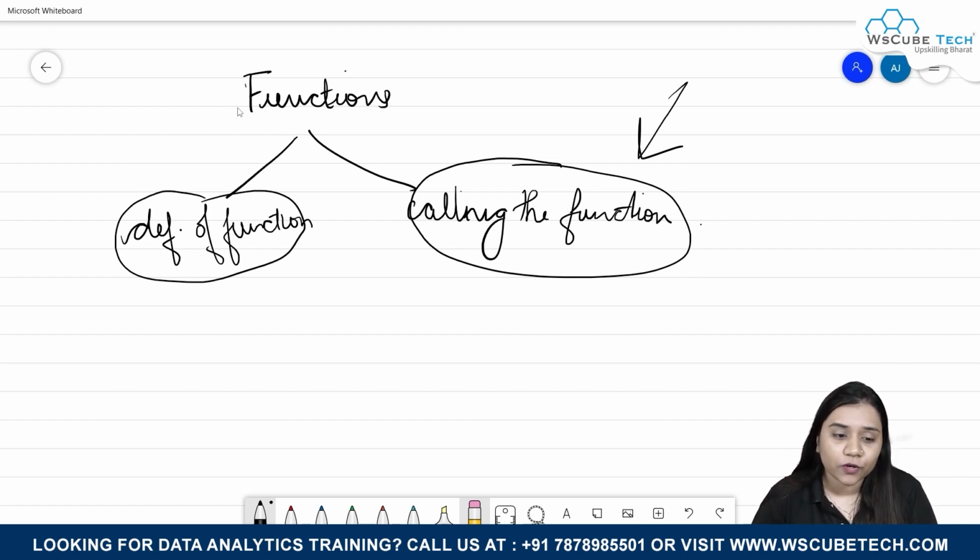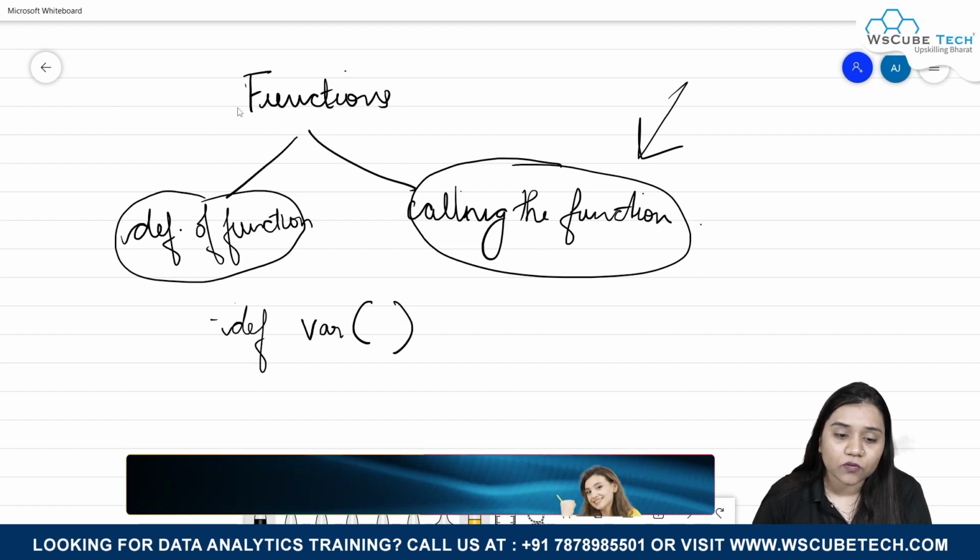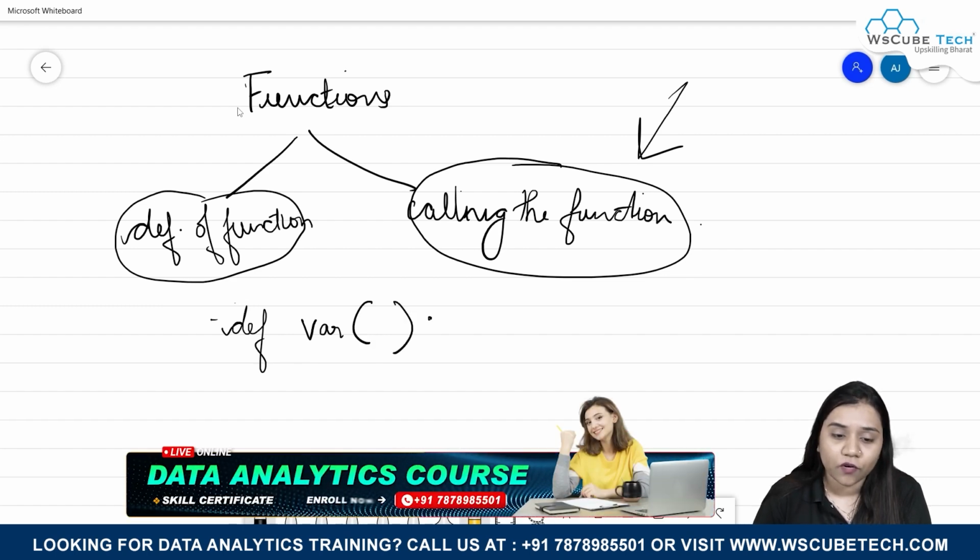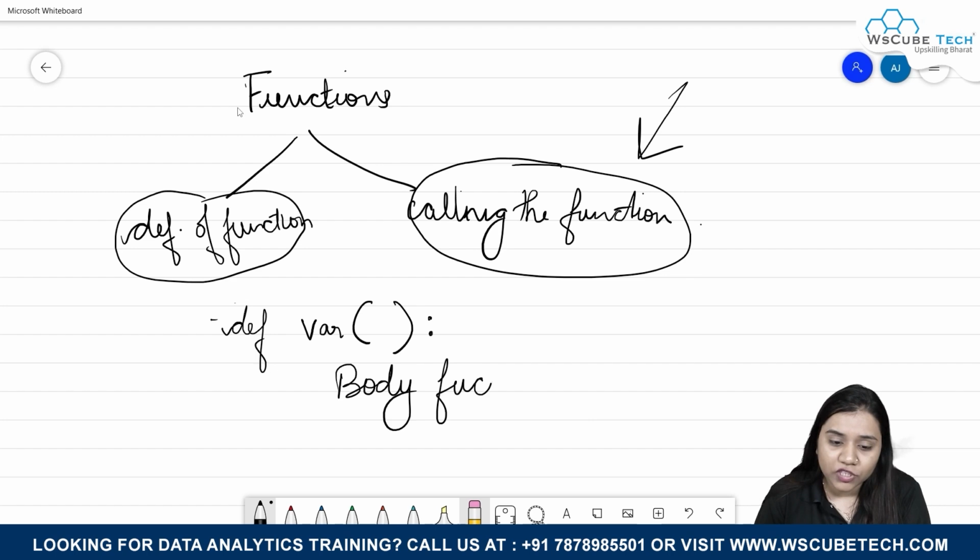For example, we are defining a simple function. Defining a function is very simple. All you need to do is write def. def is the short form for definition, meaning that we are defining a function. Then the name of our function, let's say any variable, so I'm just writing variable. Then we use open and close parentheses followed by a colon. After the colon, we write the body of the function, that is, what our function is supposed to do.